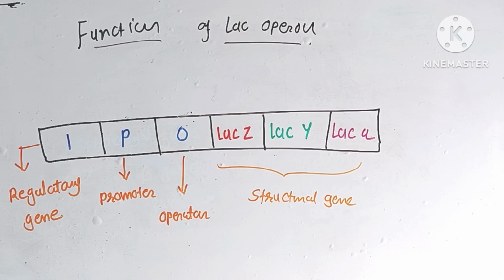Now let us discuss the function of the Lac Operon. For that we have to assume two conditions. First is the absence of lactose or inducer, and second is the presence of lactose or inducer. Here lactose is defined as an inducer. So first, when lactose is absent, what happens here?